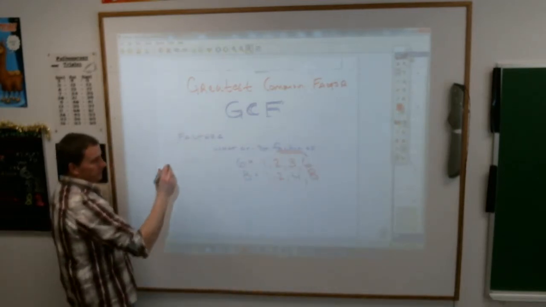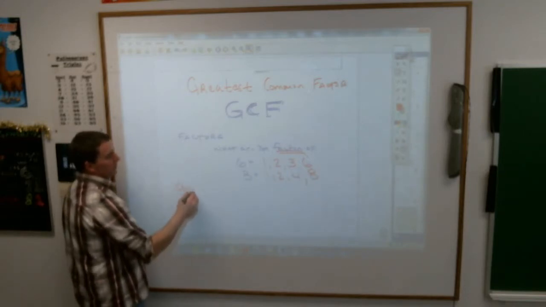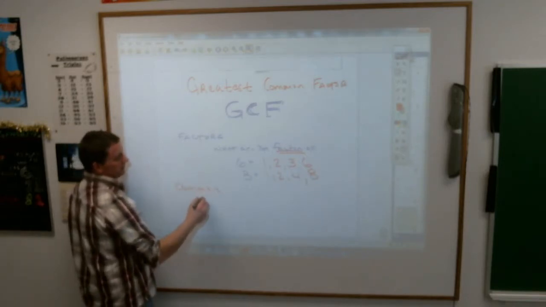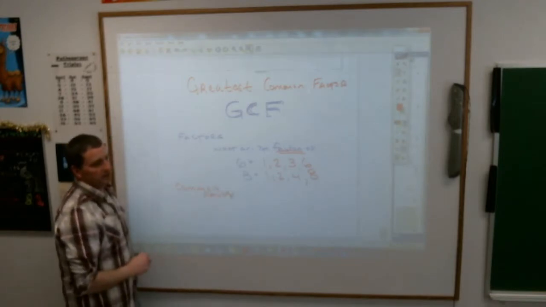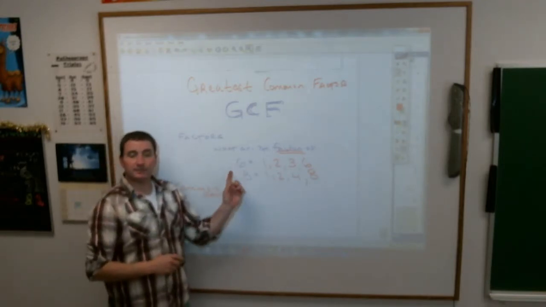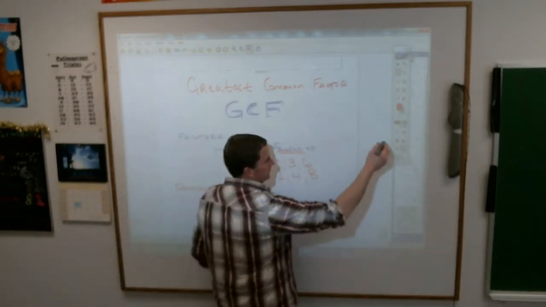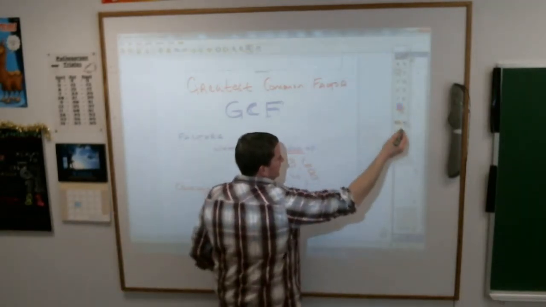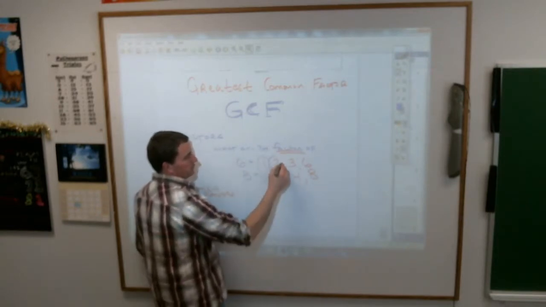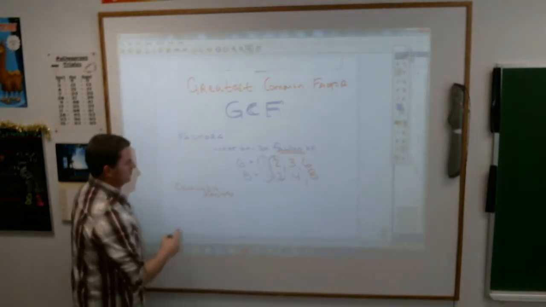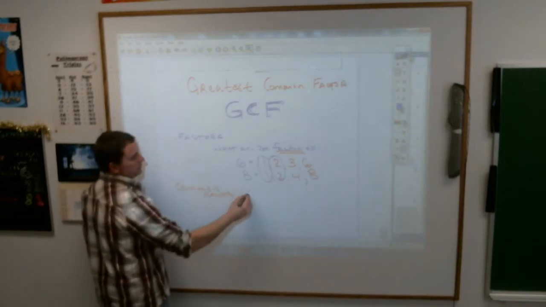Going the next step, what would be the common factors? Or what factors do both 6 and 8 have? Which ones do they share? And you would tell me, well, it looks like they both have 1s and they both have 2s, correct? So the common factors would be 1 and 2.